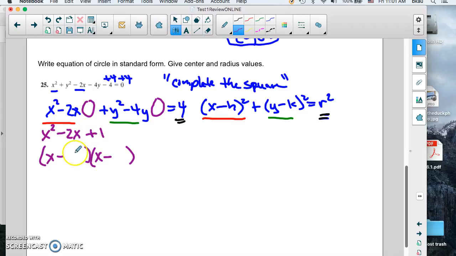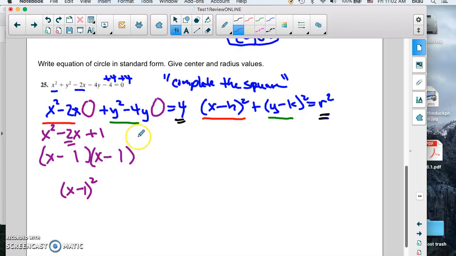But the factored form is always really just half of this number. So each of these has to have half, because in the FOIL, when we multiply, this is -1x and this is -1x, and that generates that 2x. So we're going to get (x - 1) squared as completing the square on this first part.